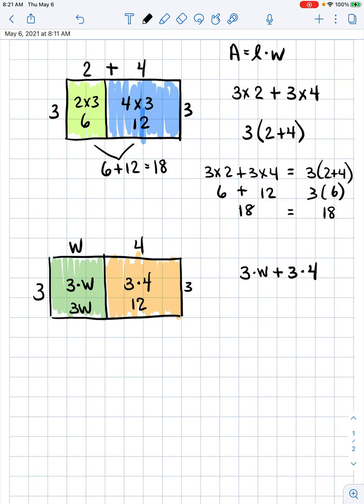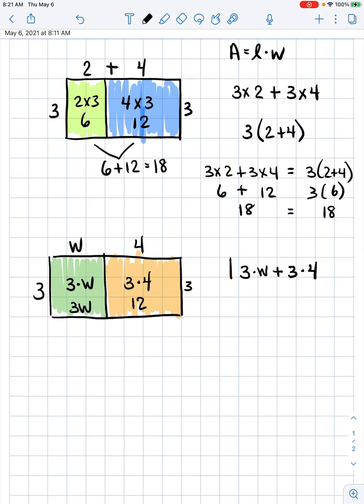Okay, and now we see where we are going to factor out to create an equivalent expression, and this is how we're going to do this. We're looking at the factors of the two terms, okay? So we have 3 times W plus 3 times 4. I'm going to use my upside down division. What do these two have in common? It's quite easy when we leave it in this form. They have a 3 in common, so I'm going to pull that out.